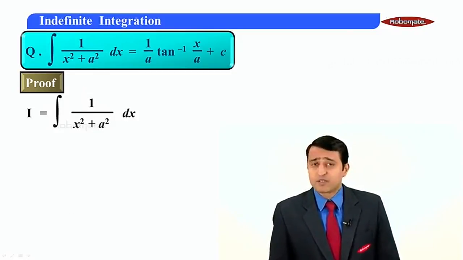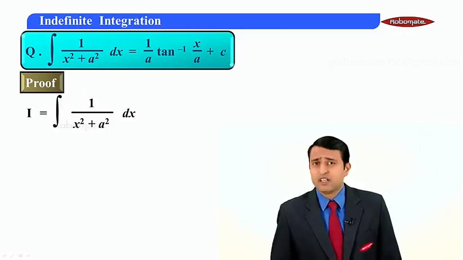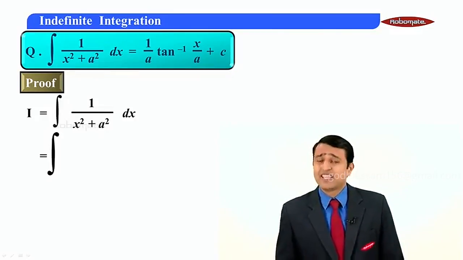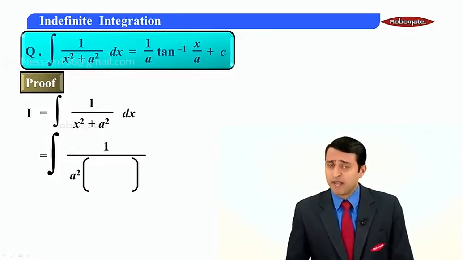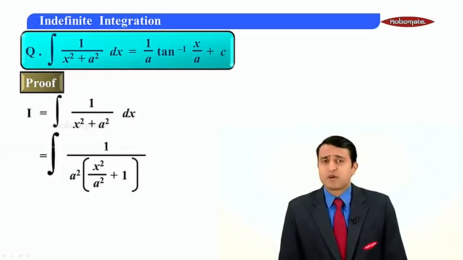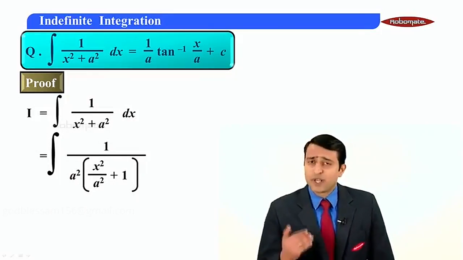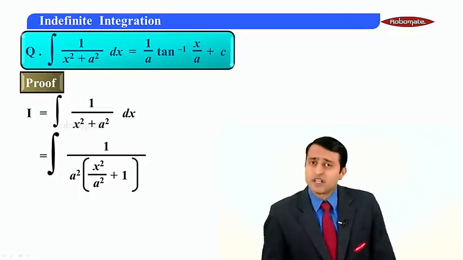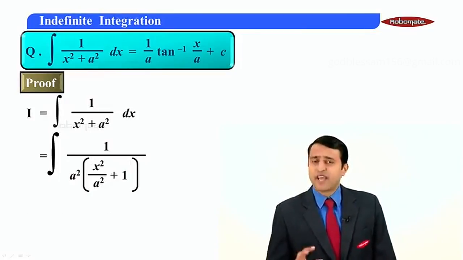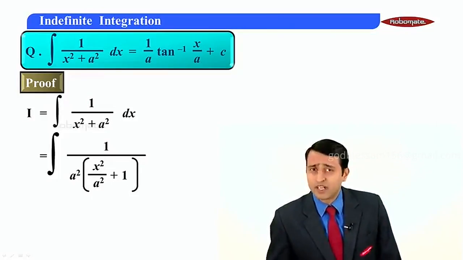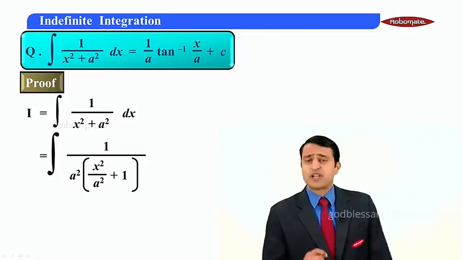Now there are many ways of solving this particular integral. The simplest is, let us take a square common in the denominator. So what we will get here is a square outside the bracket, x square by a square plus 1. The basic objective is, the proof requires tan inverse on the right hand side. We are expressing the denominator in terms of tan inverse 1 upon 1 plus x square. That is how the tan inverse formula is. So let us do that.